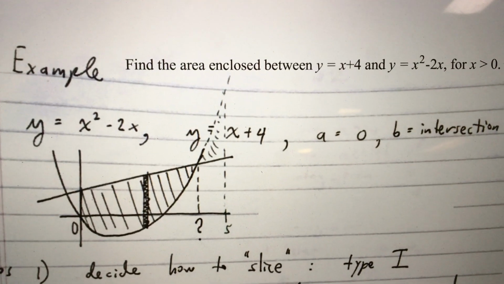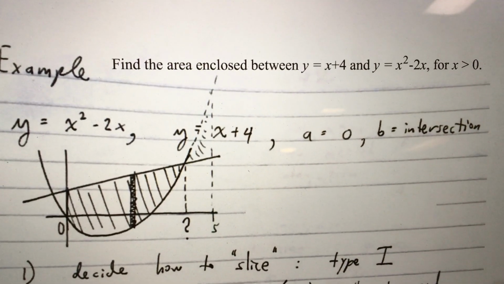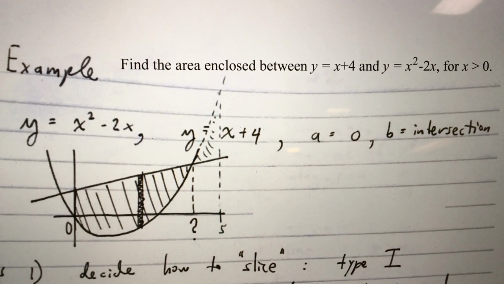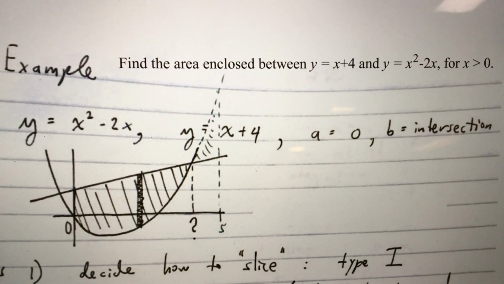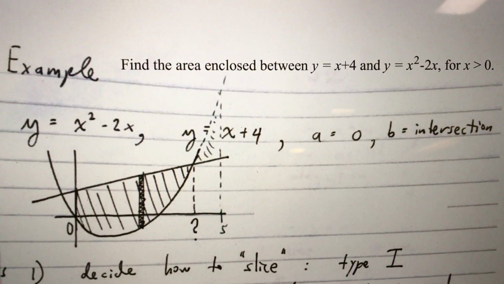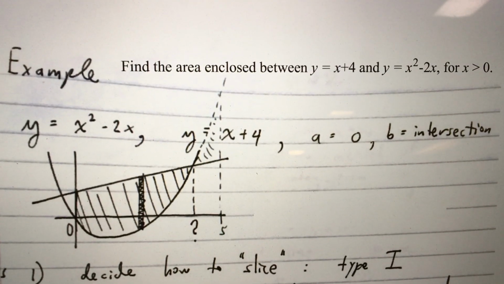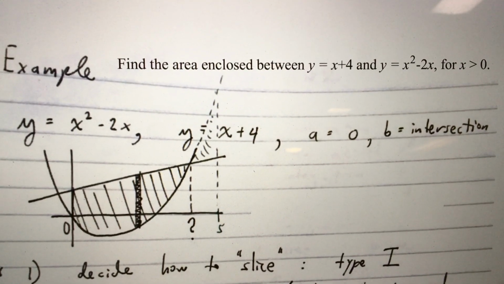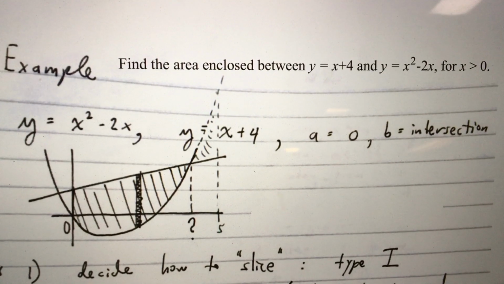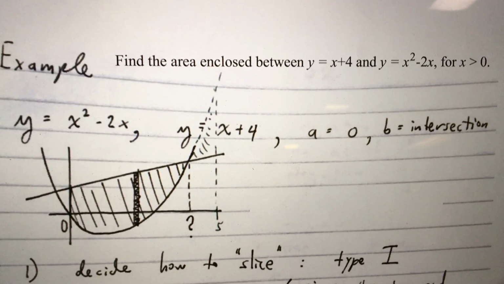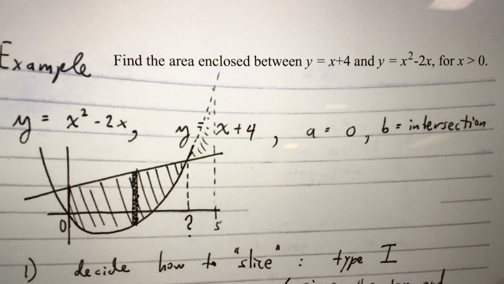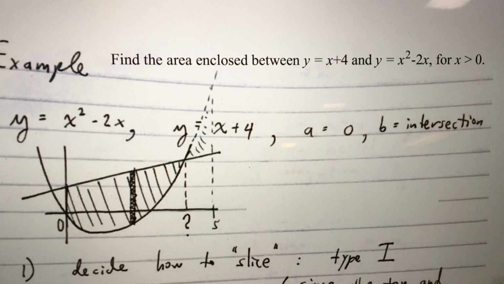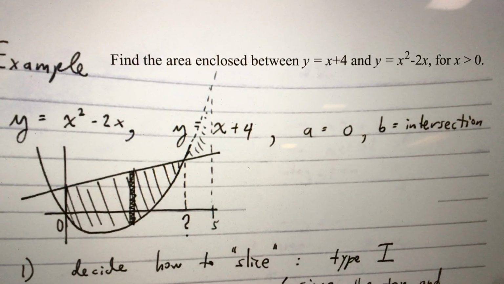So, first example is to find the area enclosed between y equals x plus 4 and y equals x squared minus 2x for x greater than 0. Just to interpret that problem, when it says enclosed between, it's letting you know that there will be some extra steps, because it did not have to tell me where the start and stop are. It did tell me the start. It said for x greater than 0, but that means it starts at x equal to 0 and goes to the right.